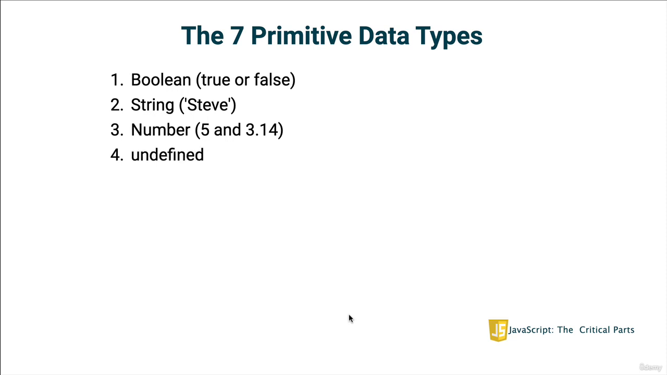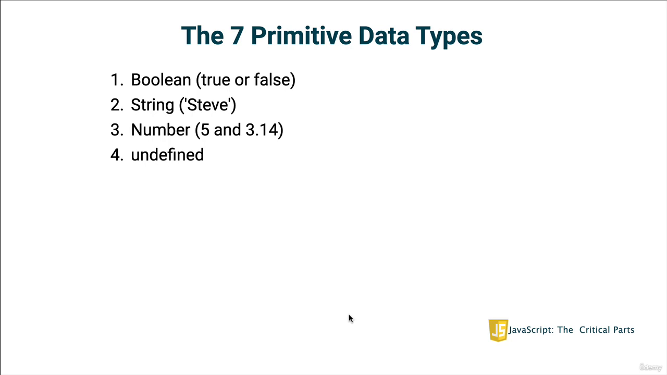Undefined is the next data type. And basically what this means is that it's an absence of definition. Nothing has been defined here. This is a value that is assigned by the system. And I encourage you to keep it that way.